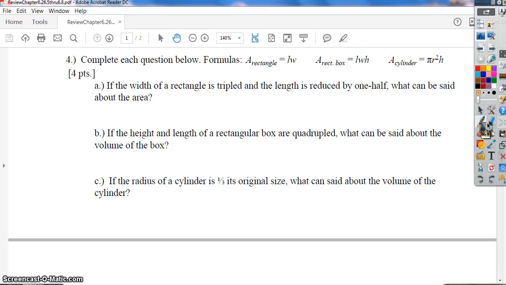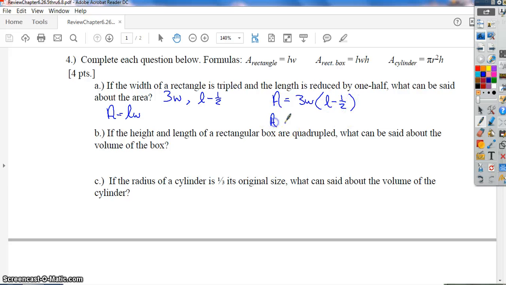Okay, so let's take a look at 4a. It says the width of the rectangle is tripled, so that's 3w, and the length is reduced by 1/2. So I'm going to do length minus 1/2. What can be said about the area? Well, the area of a rectangle is usually length times width. So that's the original.